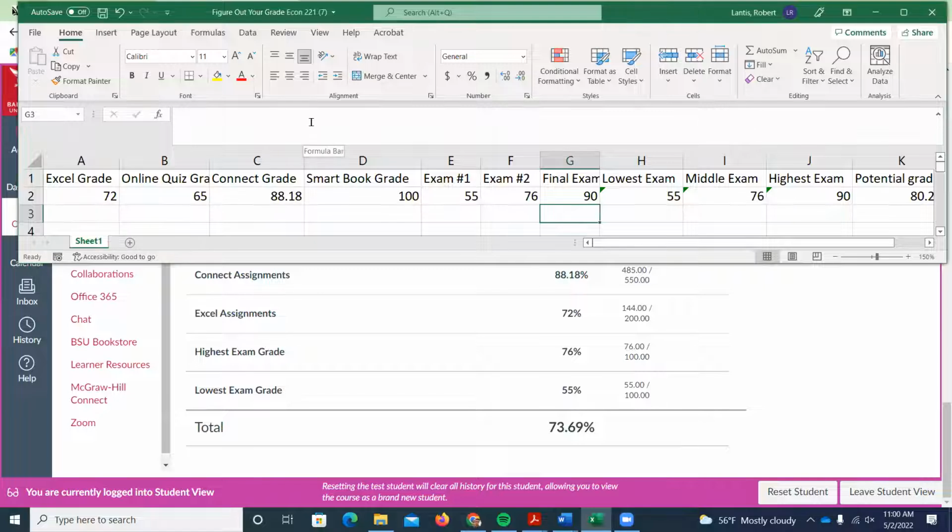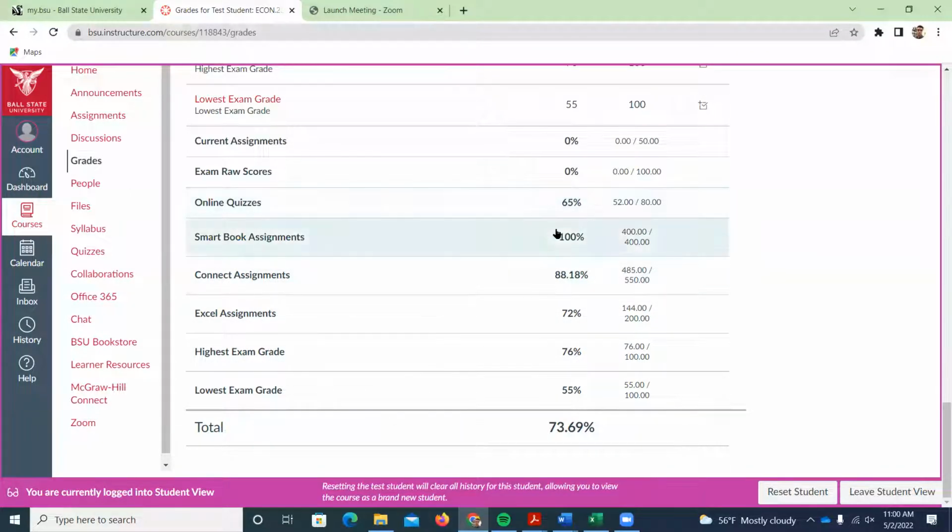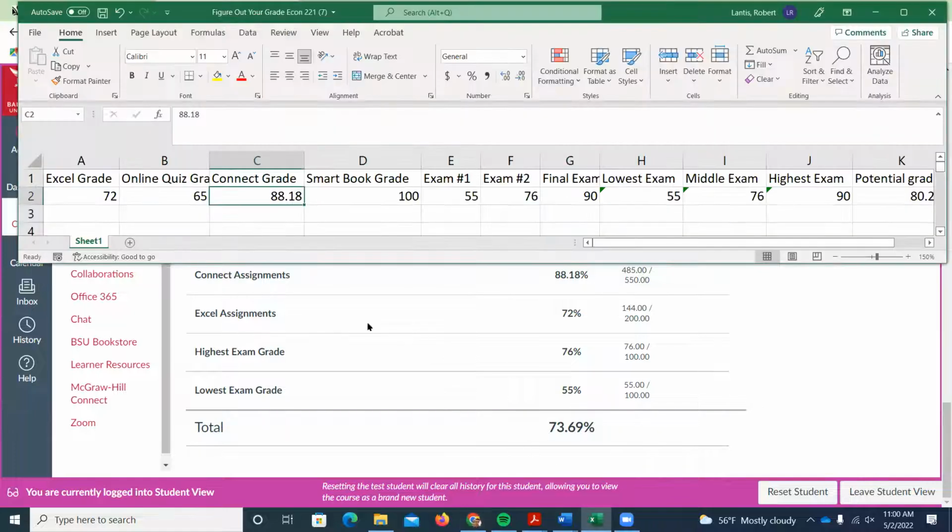So if we're looking at this Figure Out Your Grade tool, you have a 72 in the Excel category, 88.18 in the Connect, 65 and 100 for the online quizzes and the SmartBook, and then you put in your first 2 exam scores. Right? So don't put in your highest and lowest. These have formulas to automatically calculate, so you take your first 2 exam scores, and then you can play around with, well, what if I do really badly on the final? Well, this person would still end up with just over a C in the class, right?